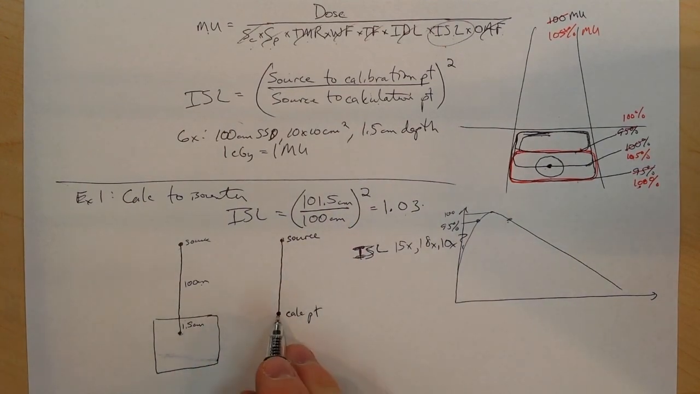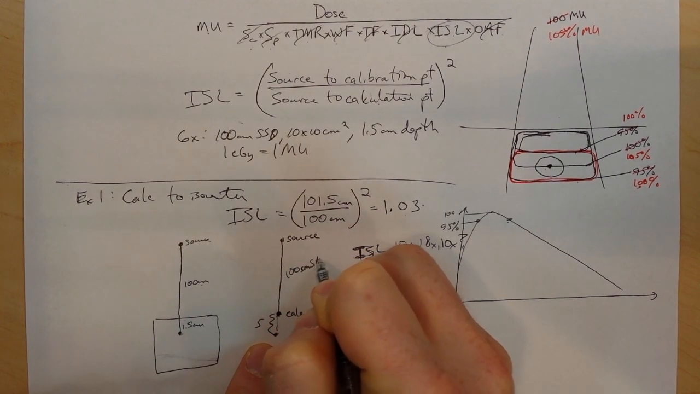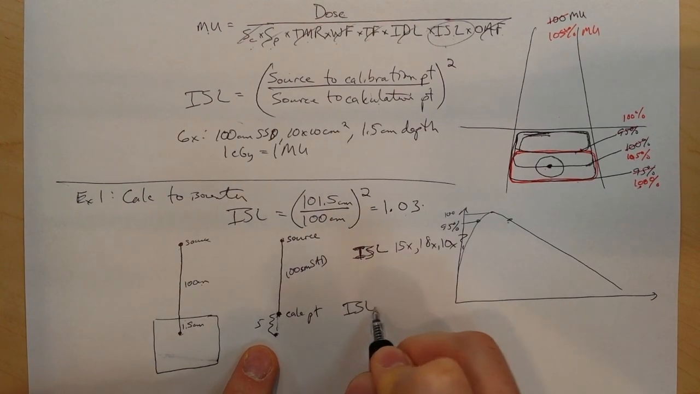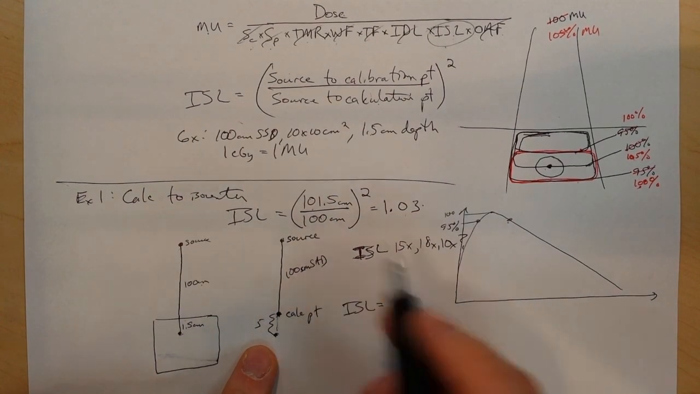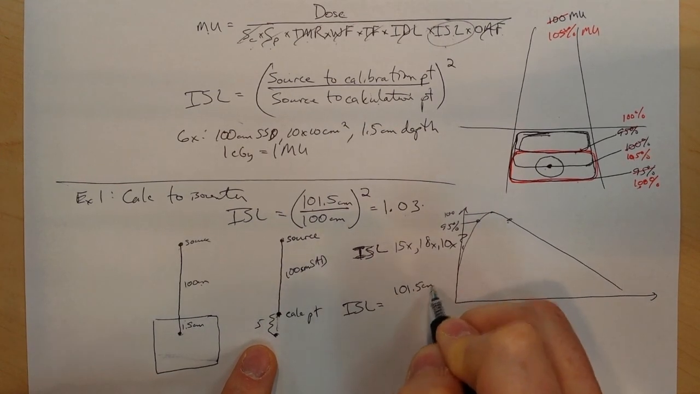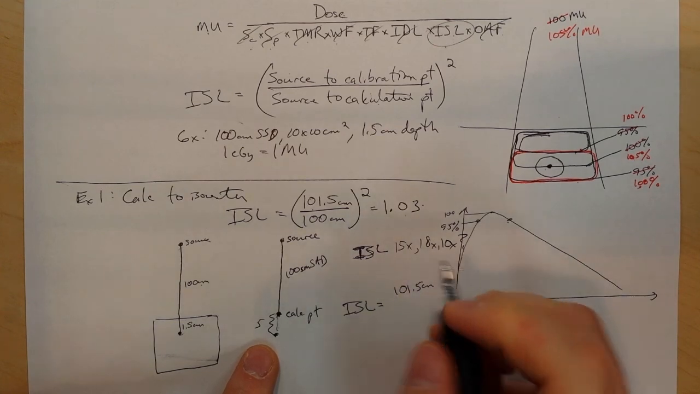Another example would be that if our calc point isn't at the isocenter, but it's somewhere else, let's say it's 5 centimeters away from our 100 centimeter SAD. Now how do we calculate the inverse square law? It's going to be 1.015, that's our source to calibration distance, squared. Source to calibration distance depends on the facility that you're at as well as the energy that you're calculating.